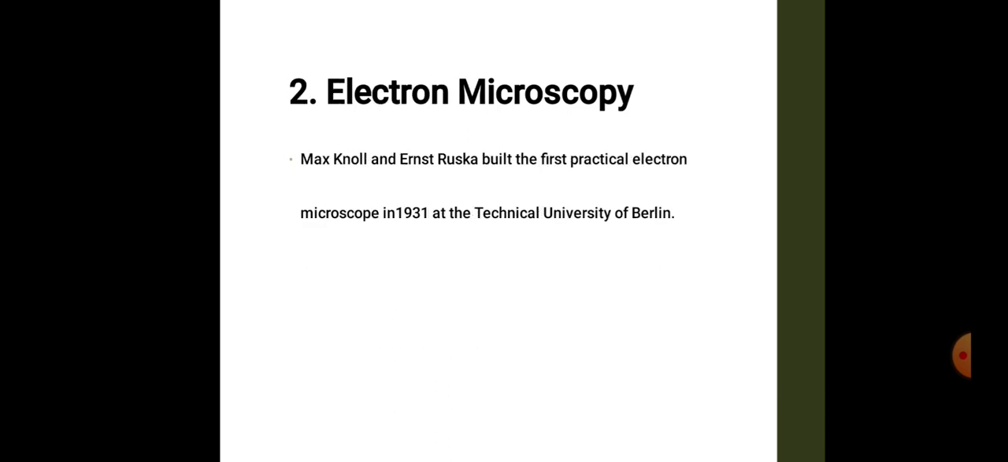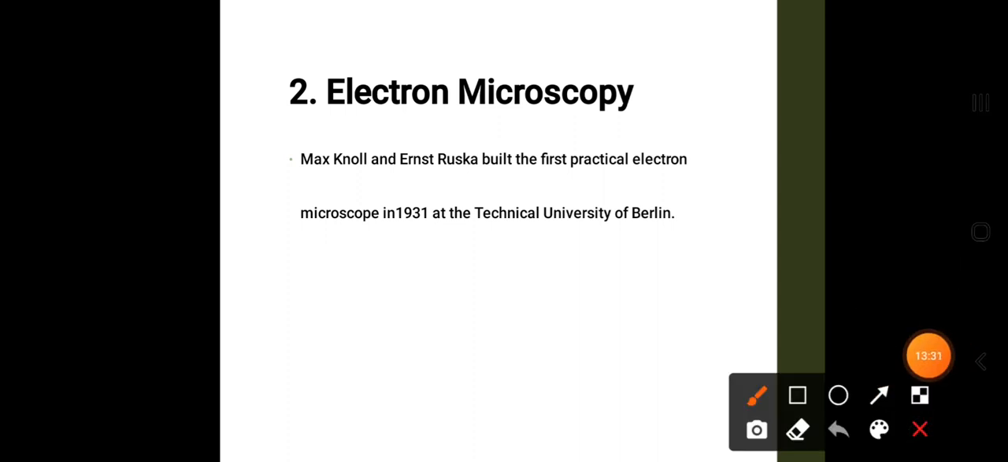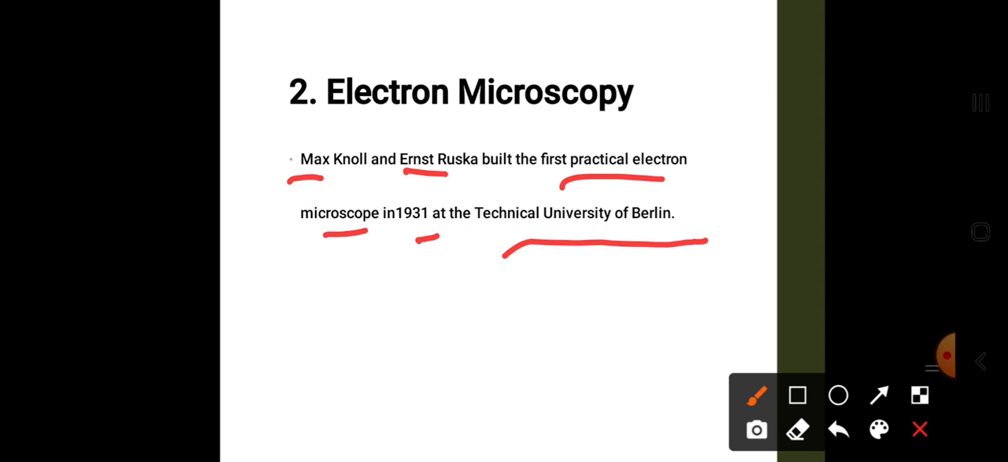What is the electron microscope? Who discovered the electron microscope? Max Knoll and Ernst Ruska built the first practical electron microscope in 1931 at the Technical University of Berlin. They performed the first practical work on electron microscopy.